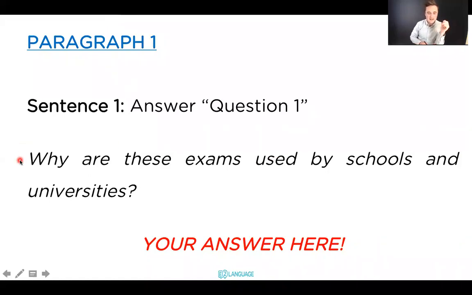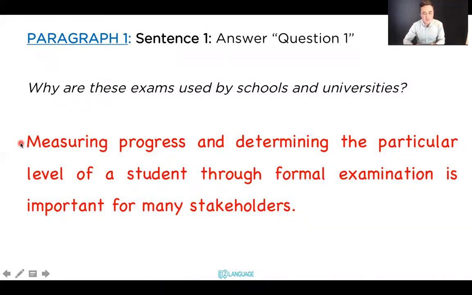Cool. So I said, why are these exams used by schools and universities? In my introduction, I said something about measuring progress and determining academic level. Here I've said measuring progress and determining the particular level of a student through formal examination is important for many stakeholders. Now I'm building a development through my paragraph. Somebody said something about cost effectiveness. You can see where my paragraph is going. I've reiterated or repeated the same idea from my introduction. This is fine.